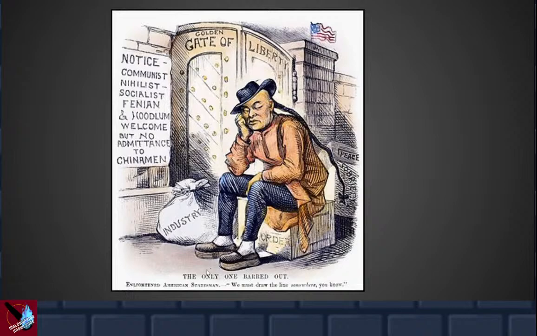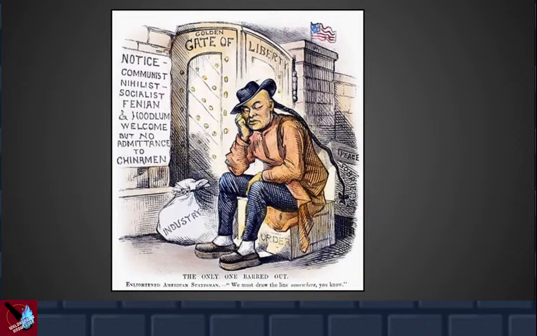Of course, you can see this one at the bottom where it says the only one barred out, and that is the Chinese. It's kind of a play on words on the idea of the American dream. Right. You're supposed to be able to come here and seek a better life for yourself, but there's only one group that's being excluded here. Right. As far as the cartoon goes, I think you hit it on the head when you're looking at different aspects of the cartoon and trying to find the meaning. Notice it says at the top, Golden Gate of Liberty. That's once again showing, this is America. This is where you go to pursue a better life.